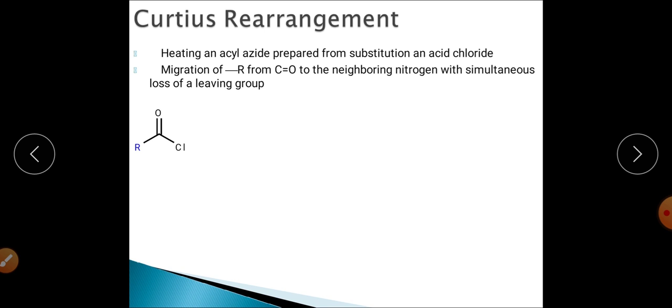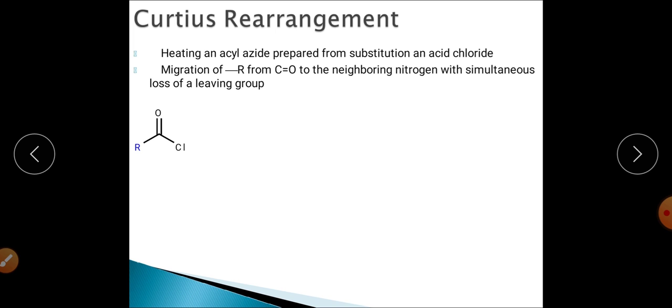The next one is the Curtius rearrangement reaction, and the similarity between these two reactions is that isocyanate has been synthesized as an intermediate in the previous reaction, and the same isocyanate will be synthesized in the Curtius rearrangement reaction. The second similarity is that one carbon will be less in the product as compared to the substrate. What will happen in the Curtius rearrangement?